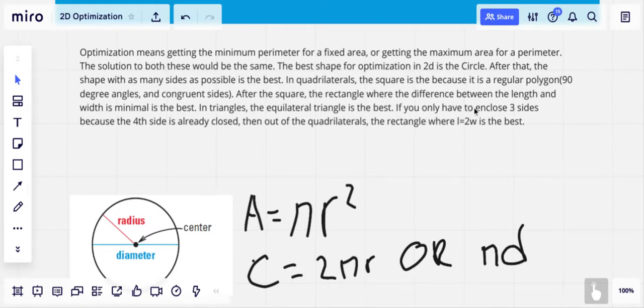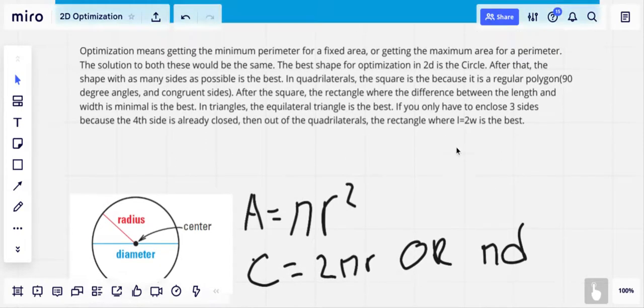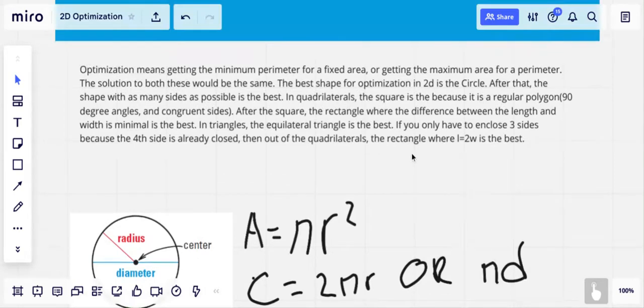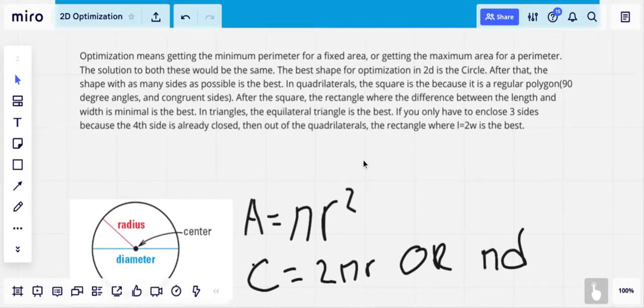If you only have to enclose three sides because the fourth side is already closed, then out of the quadrilaterals, the rectangle where length is equal to twice the width is the best. Let's go to a more descriptive section of each shape.